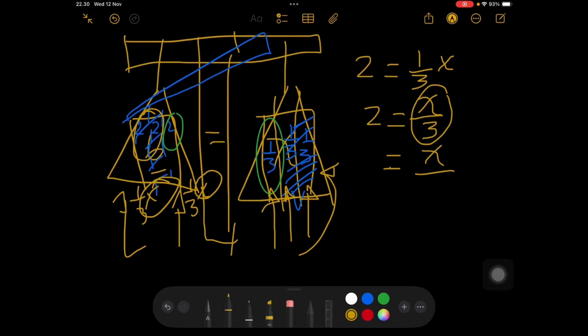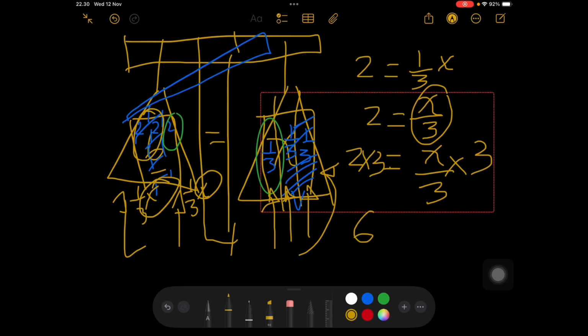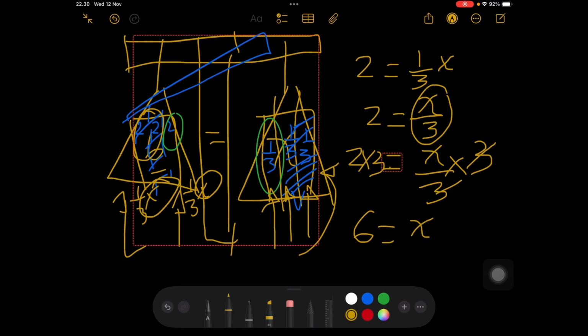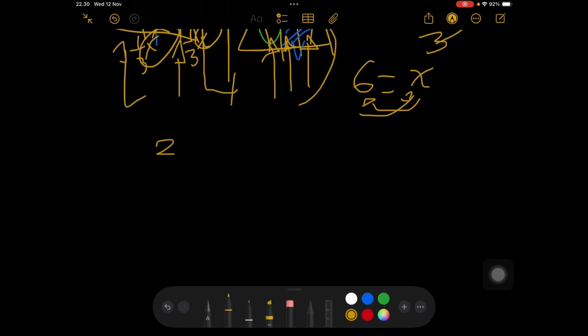So if this is multiplied by 3, here on the left side is also multiplied by 3. So now we'll have 6 equals, this 3 divided by 3 is 1, 6 equals x. Or x equals 6. We may read this either from the left side to the right side or the right side to the left side. Let's say if there's 2/3 of x equals 6, and we are asked to find the value of x.